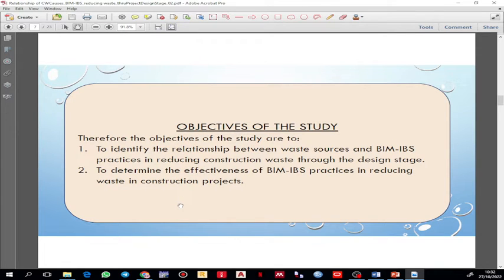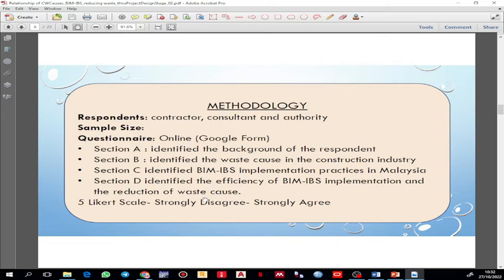My objectives of the study are to identify the relationship between waste cost and BIM IBS practices in reducing construction waste through the design stage, and to determine the effectiveness of BIM IBS practices in reducing waste in construction projects.